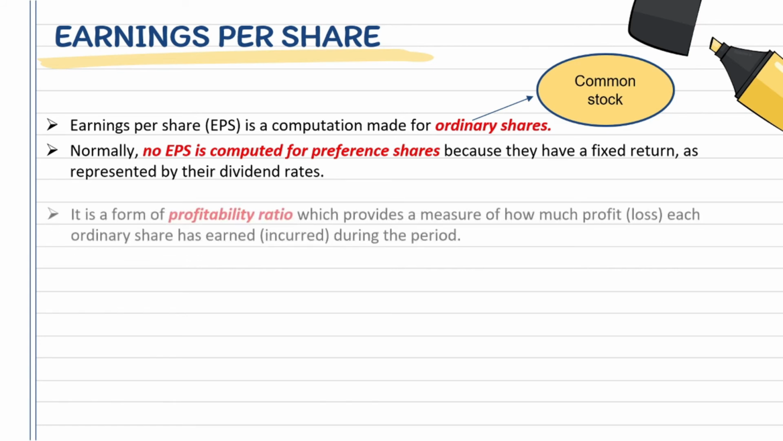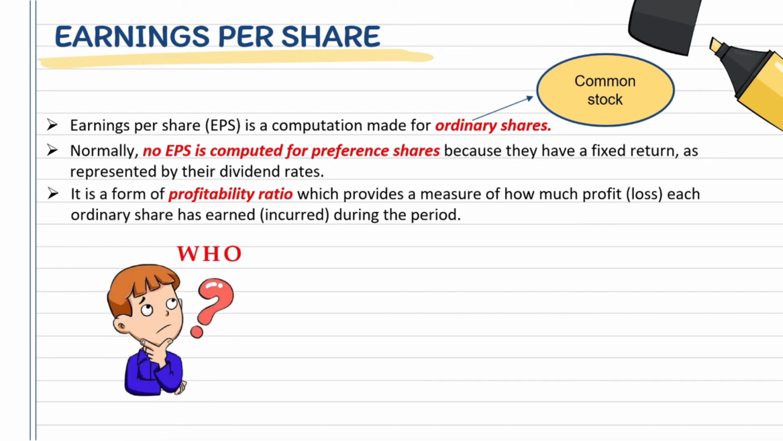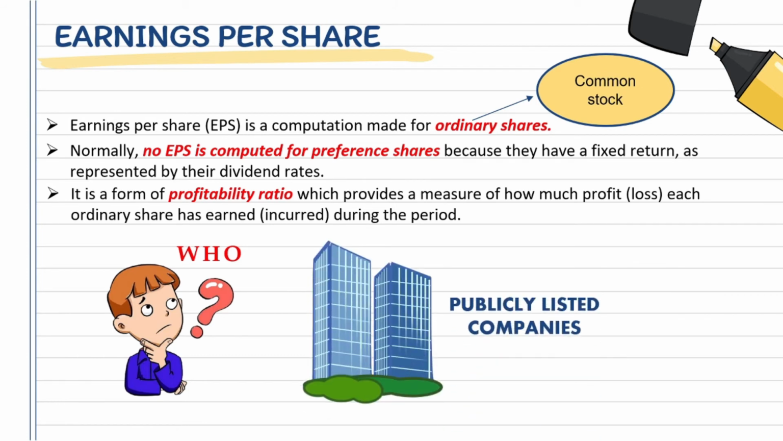So, what is EPS? EPS is a form of profitability ratio. It measures how much profit or loss is earned by an entity for each ordinary share. So, who is required to present EPS in their financial statements? Well, those required to present EPS in their income statement are publicly listed companies and those in the process of becoming publicly listed.